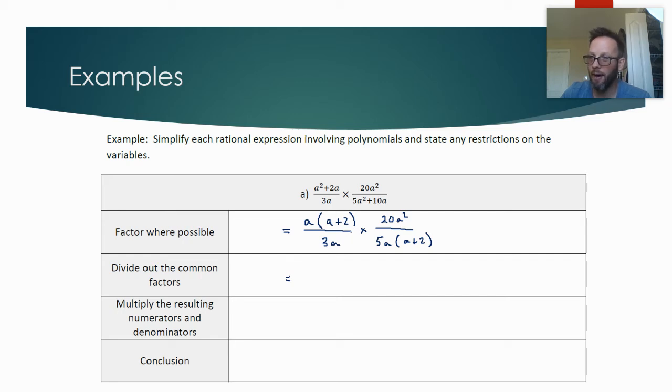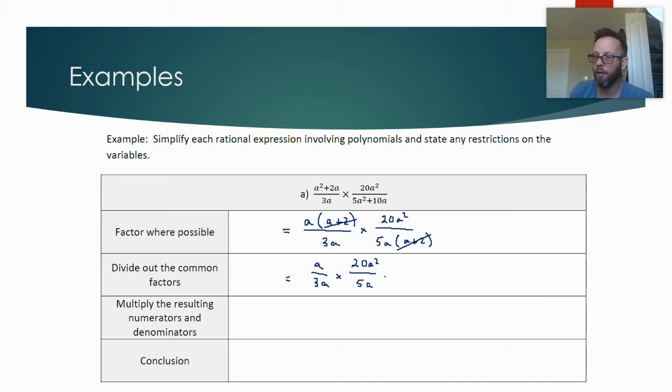I've prompted you to divide out common factors. So what I think, in my opinion, would be easiest here is just divide out the a plus 2. And what are you left with? I'll write this out. A over 3a times 20a squared over 5a. And if you're like, well, Mr. Smith, more can be canceled. Absolutely, do whatever makes you feel comfortable.